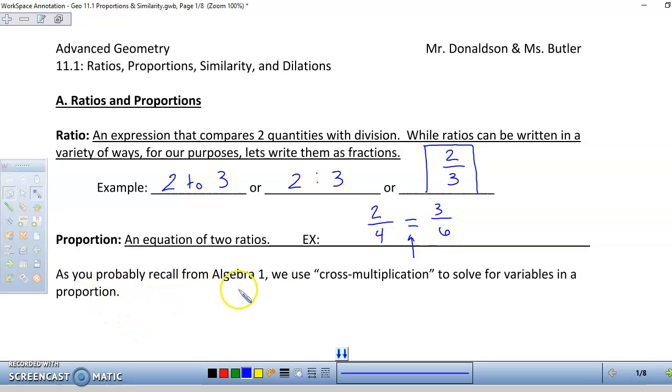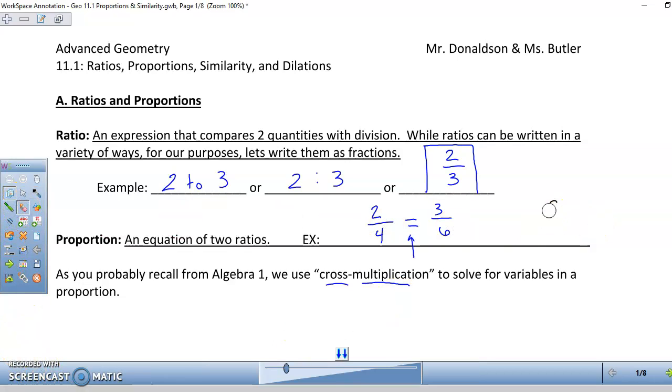You probably recall from last year that we use cross multiplication to solve for variables in a proportion. Now, it does make sense that we do that. I'll just write a little quick example over here. Actually, let me do a different one. Let's do one that's easier.